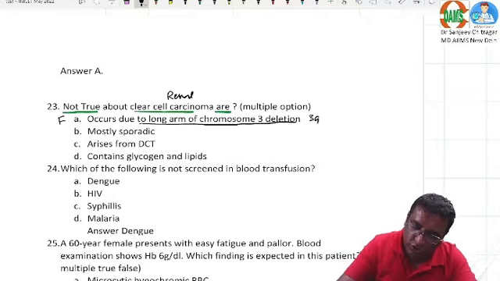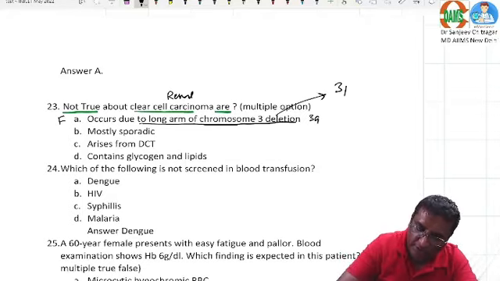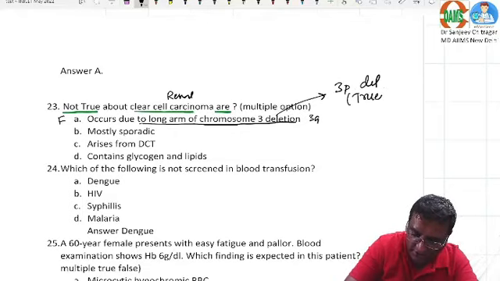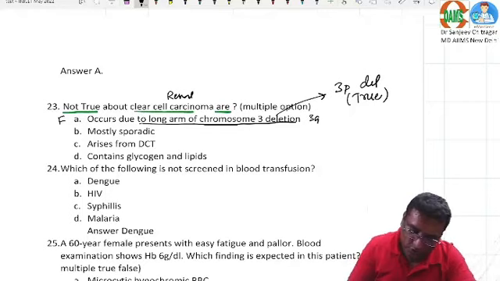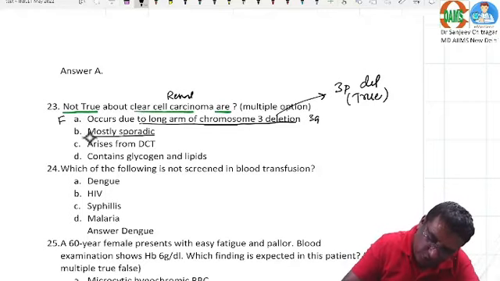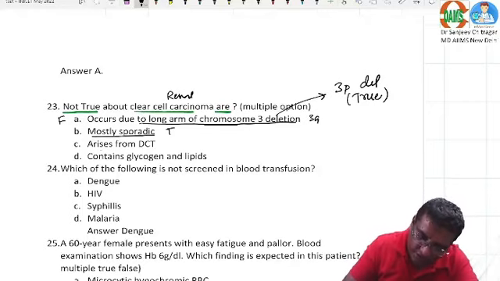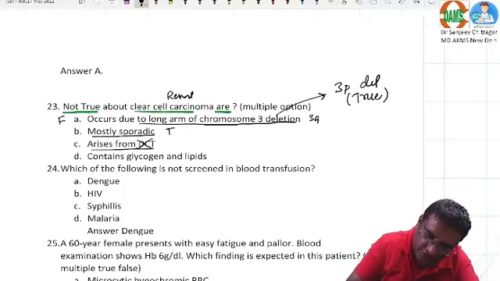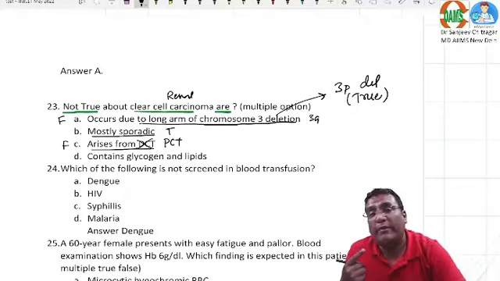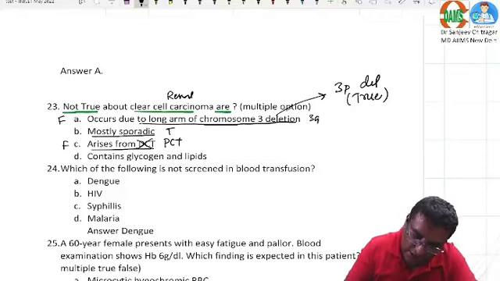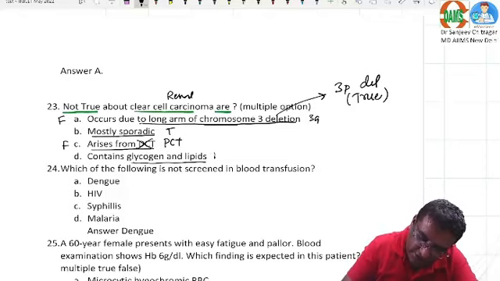It occurs not due to 3q, it occurs due to 3p deletion. That is true. VHL is 3p, not 3q. Mostly sporadic. This is a true statement. Arises from DCT is a false statement. It arises from the proximal convoluted tubule. From the DCT, papillary RCC arises. Contains glycogen and lipids is a true statement.